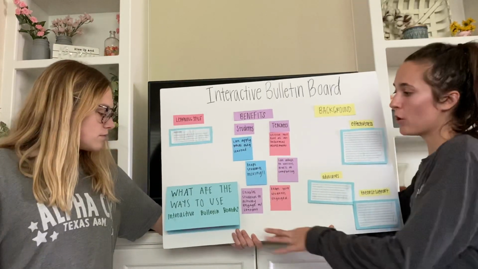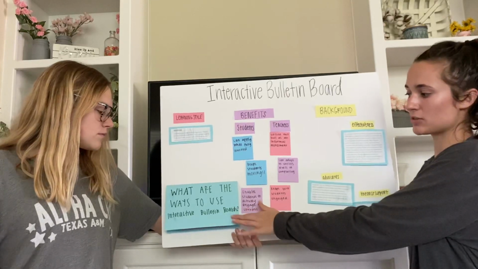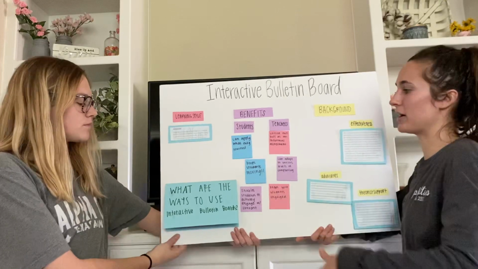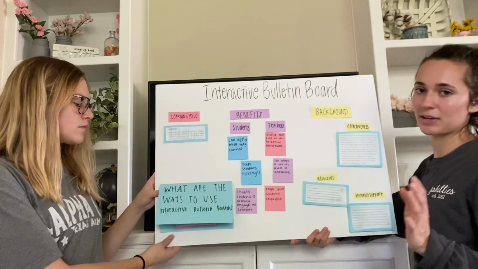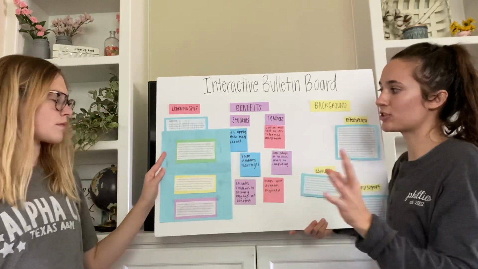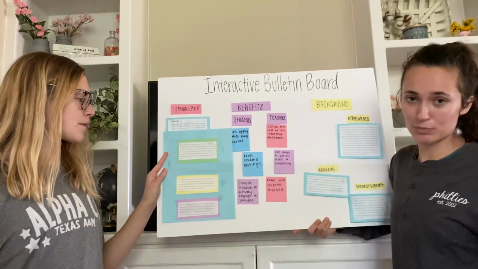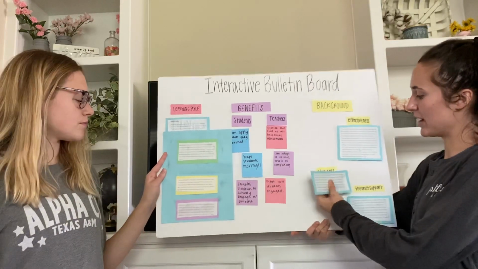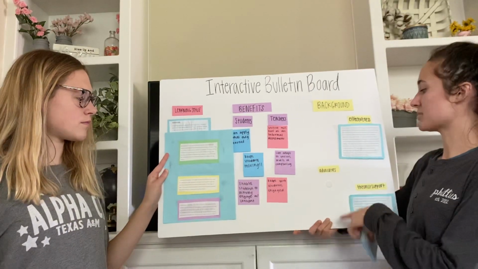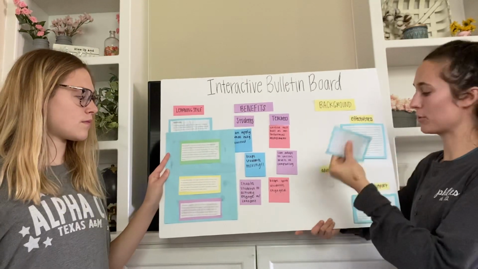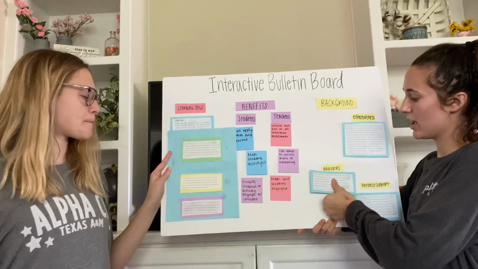Okay, so we're going to be talking about the ways to use interactive bulletin boards. We've talked about what they are, and now we're going to show y'all the different ways that you can do this. The first way that teachers do it is through moving parts bulletin boards. This looks like what we showed you here, where you can ask the students, what are advocates of the background?